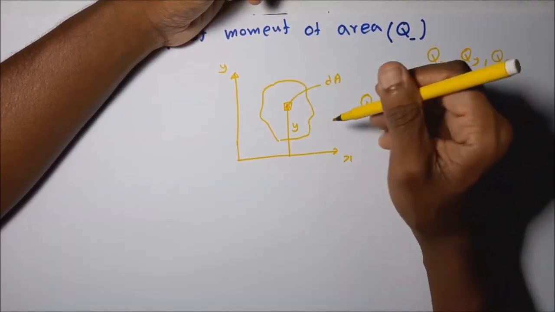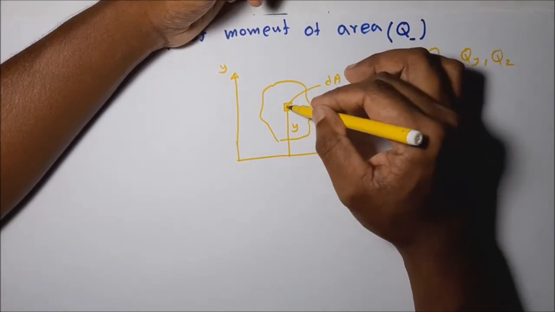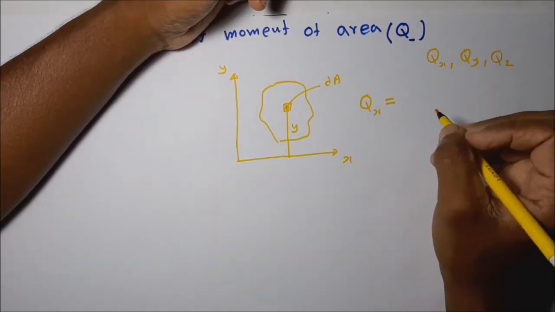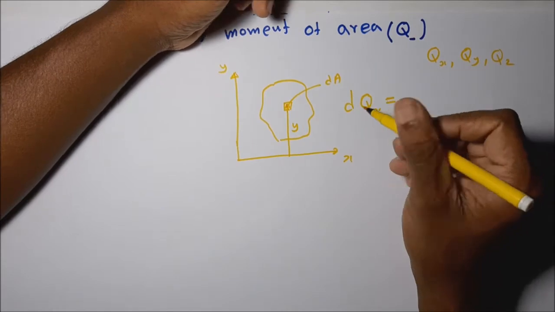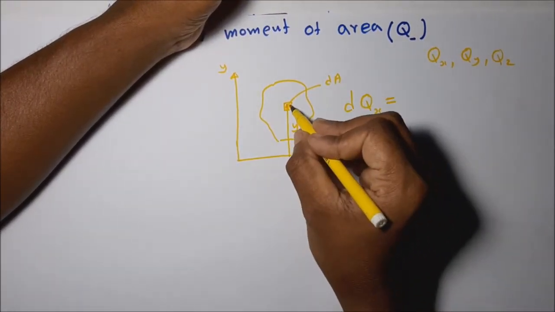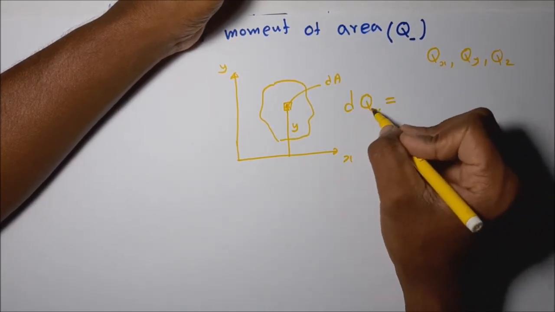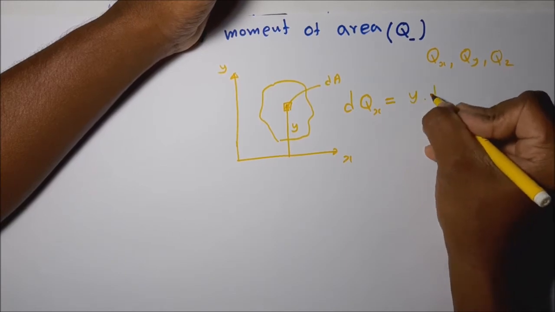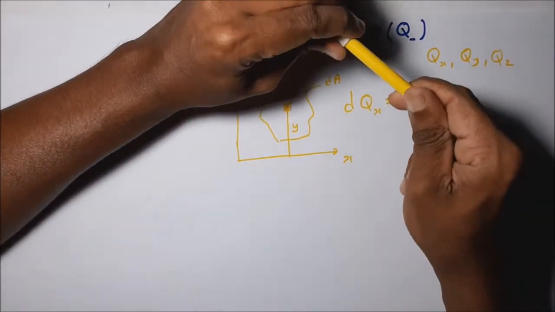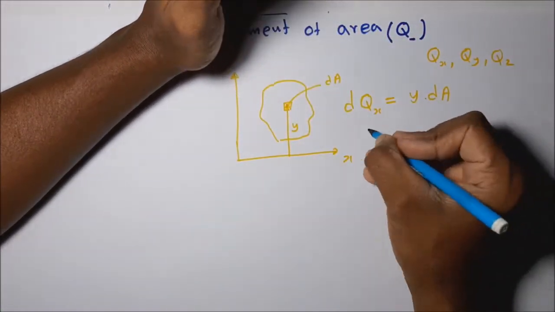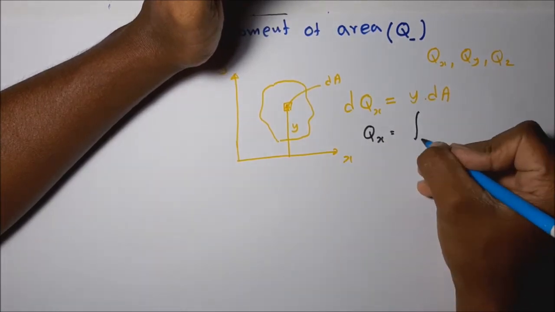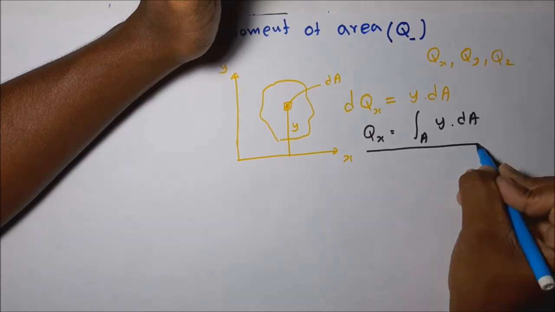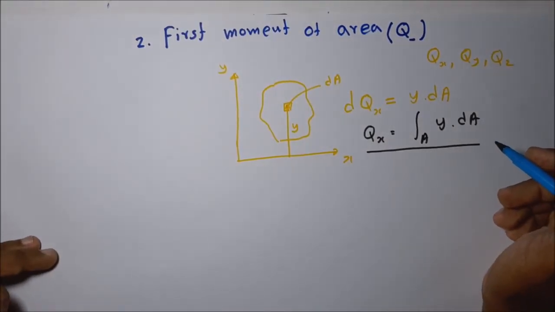That means y is the distance from the x axis to the centroid of this dA surface area. I will write it this way: dQx. dQx means the first moment produced due to this dA surface area. So that is equal to y into dA. Then how do we calculate the total first moment around the x axis? That means Qx is equal to the integral over the surface area of y dA. Moment due to area.